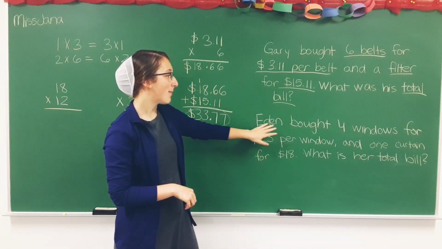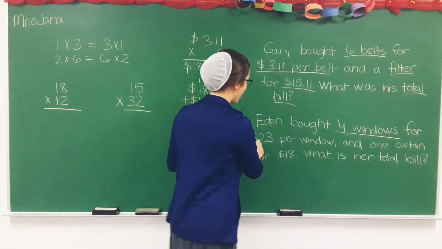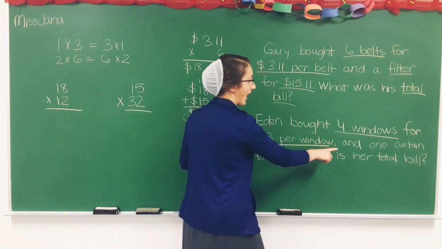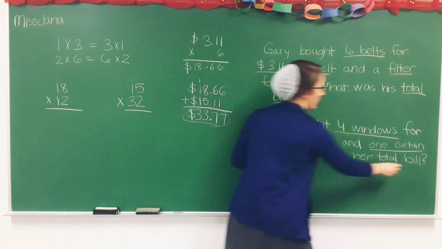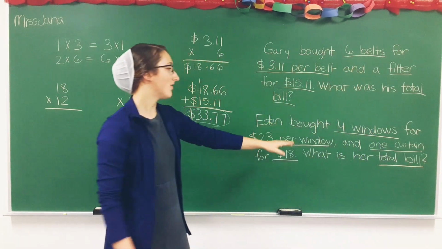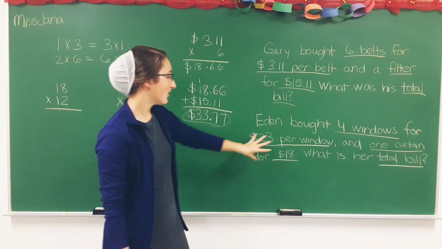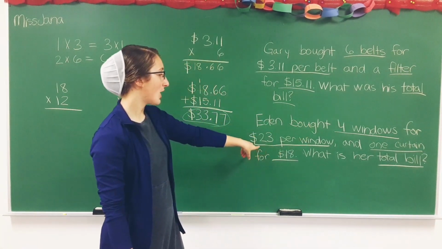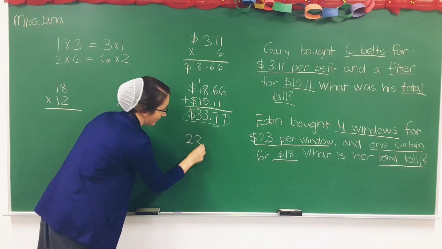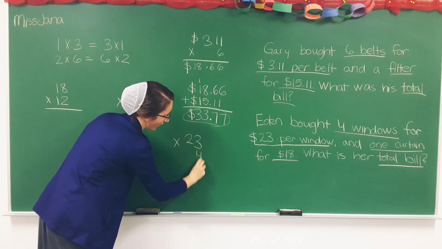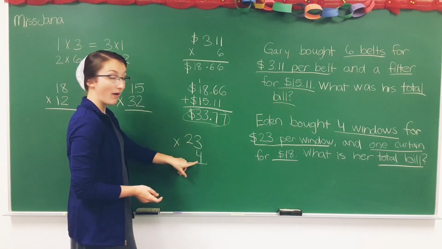Eden bought 4 windows for $23 per window, and 1 curtain for $18. What is her total bill? So Eden bought 4 windows for $23 per window. That's the first step. Let's go 23 times 4, because they were each $23 and she bought 4 of them.